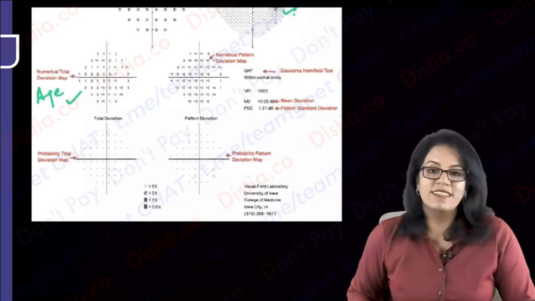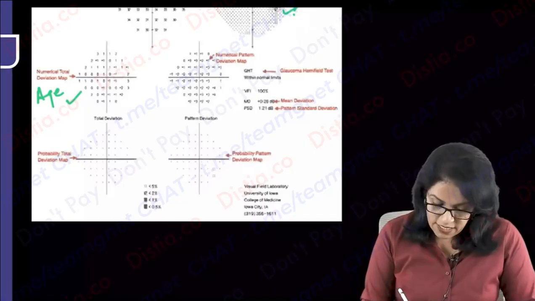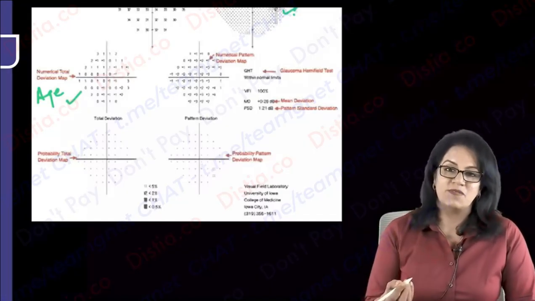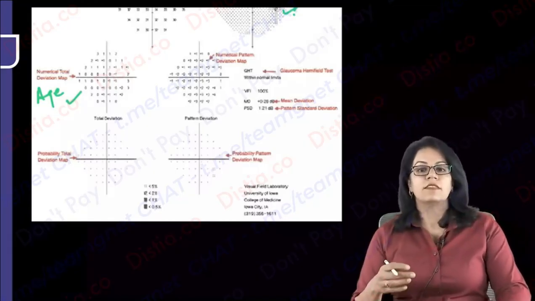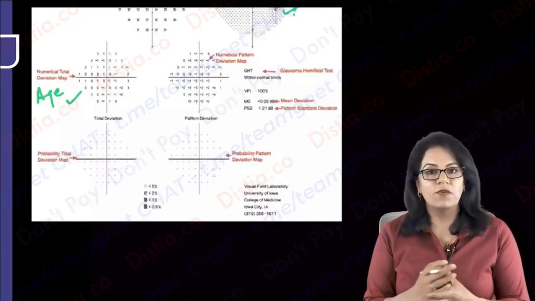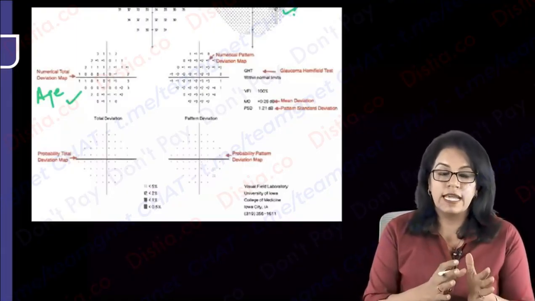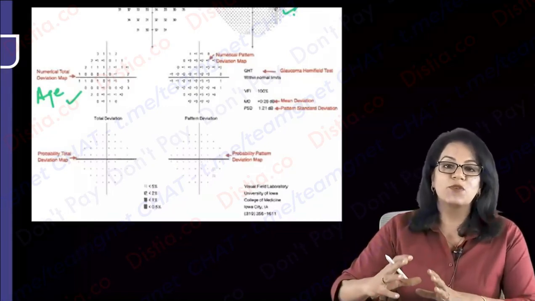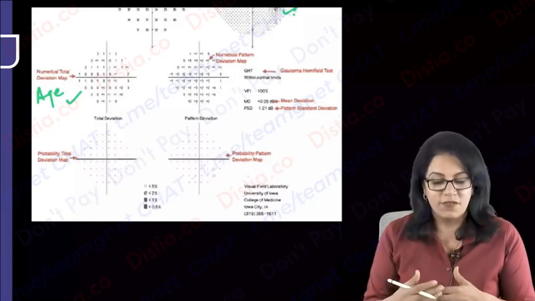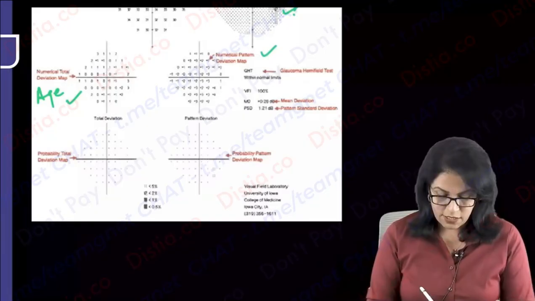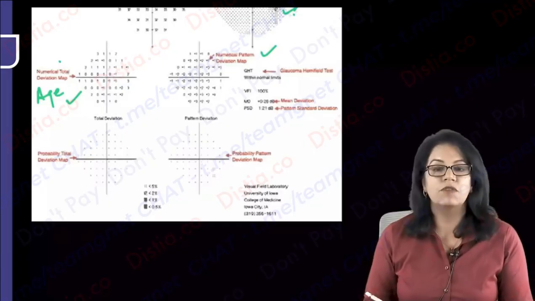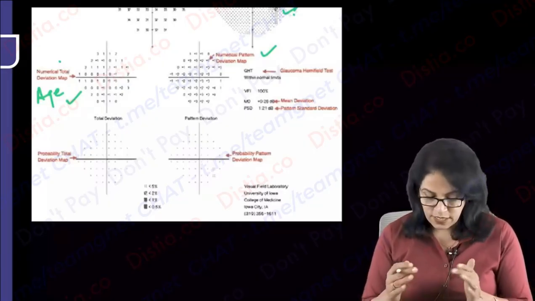What about the next one? The next is your deviation map, which is pattern deviation, which means suppose this patient has cataract. Even then there will be decreased sensitivity overall. So we are now taking care of all the factors which could be the cause of decreased sensitivity and then trying to plot the graph. So that is pattern deviation. This is total deviation, compared with the age. This is pattern deviation, where we are trying to find out. So this is another thing.